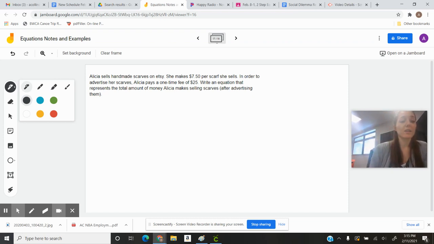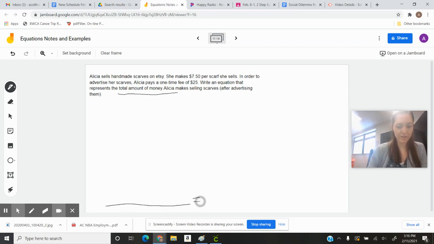Okay, so we are trying to figure out the total amount of money she's making. So I know that I'm going to have an equation where the total is on one side and then everything else is on the other side. Everything's going to be adding towards that total or contributing towards that total.